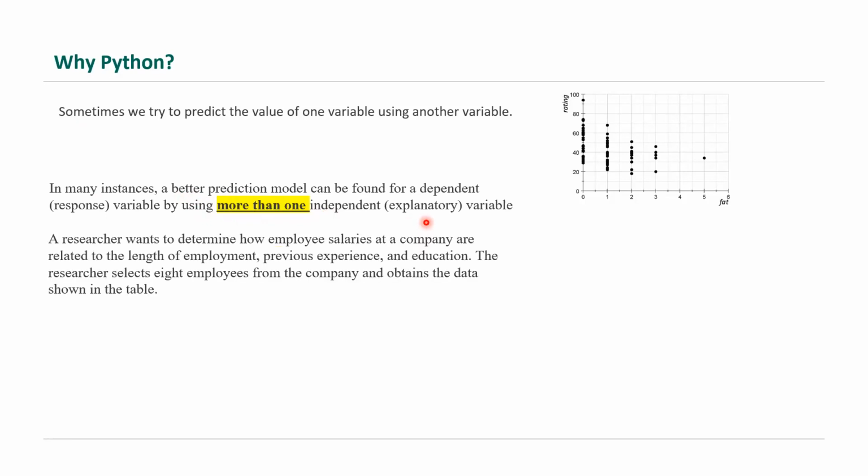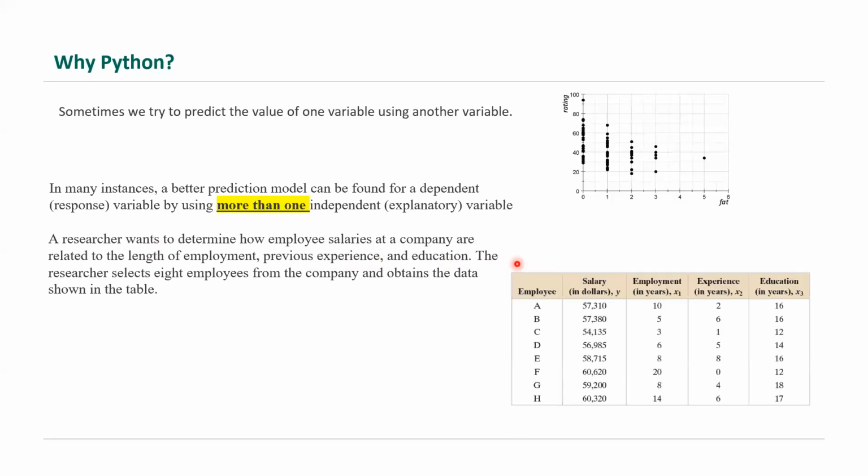For example, a researcher wants to determine how employee salaries at a company are related to the length of employment, previous experience, and education. The researcher collected data, and as you can see, some of the data are shown here. You have one, two, three free variables here. Each free variable has an impact on the salary. For example, an employee with 10 years of employment in length, 2 years experience, and 16 years education has a different salary than other employees.